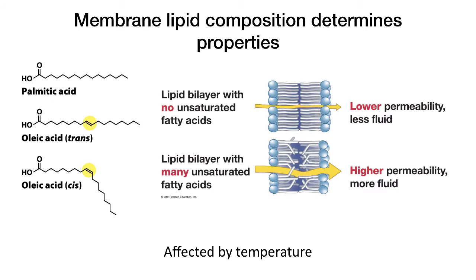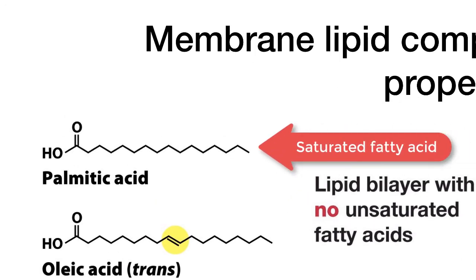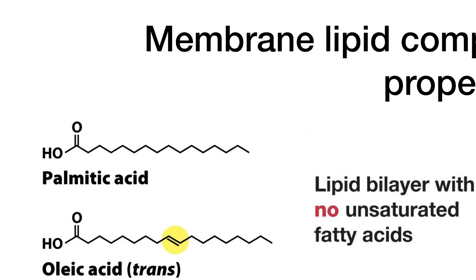The lipid composition of a membrane affects its permeability and stability. First, let me explain the difference between a saturated and an unsaturated fatty acid. A fatty acid with a long chain of carbons with no double bonds in it is saturated. It contains as many hydrogens as it possibly can. Our example here is palmitic acid. The carbon chain on palmitic acid will be straight and can associate very tightly with its neighbors.